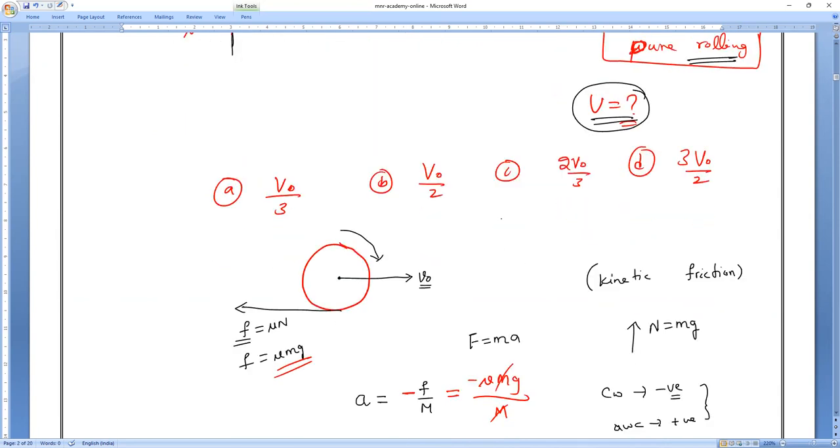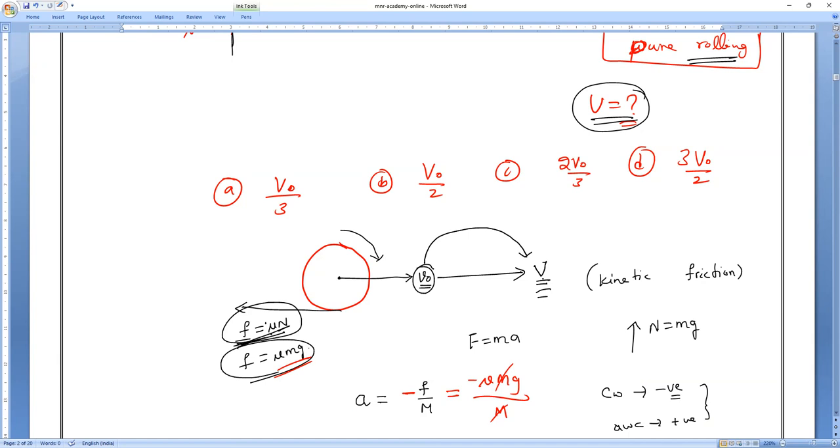We all know that if the body is moving with a velocity V, there is a force exerting to bring the velocity from V naught to what? To V. This force is what reduces or increases the velocity from V naught to V. Of course, there is a frictional force, always decreasing it. Then the body attains pure rolling.